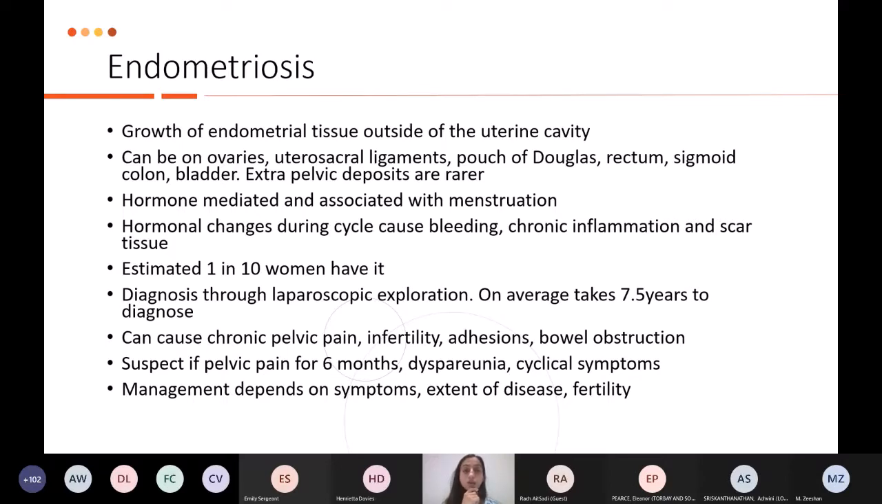And essentially it can cause women chronic pelvic pain, infertility because of the adhesions, and depending on where those adhesions are, sometimes even bowel obstruction. And like I said, we'd expect it to be cyclical because it comes with the period.